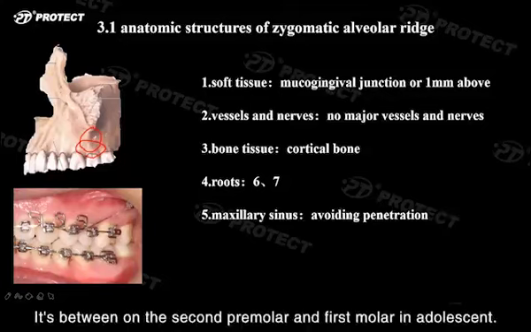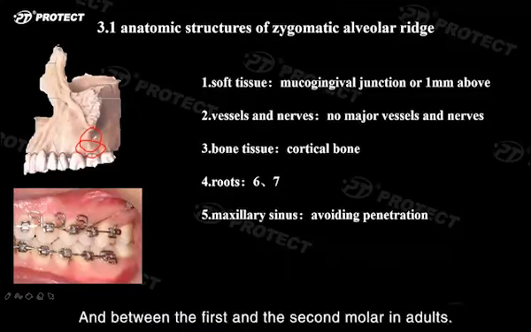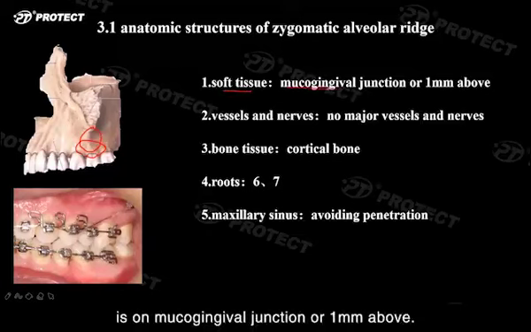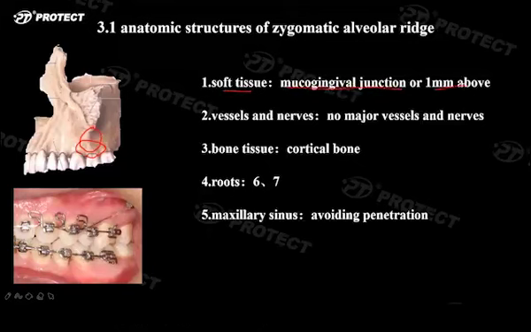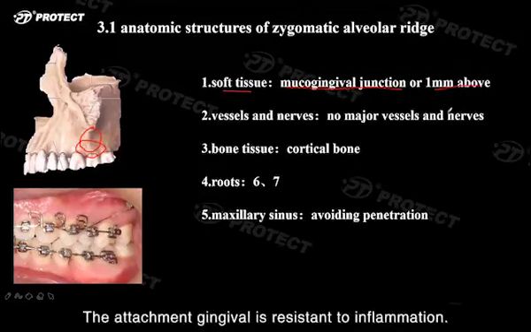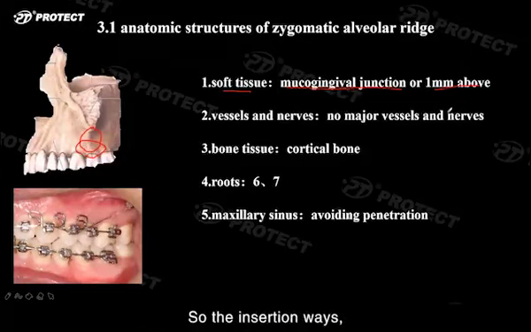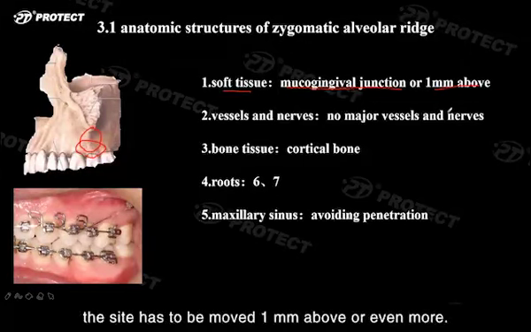It's between the second premolar and the first molar in adolescents, and between the first and the second molar in adults. How to determine the insertion site? The insertion site on soft tissue is on the mucogingival junction, or 1 mm above. Why? The attached gingiva is resistant to inflammation, but in some patients it's insufficient, so the insertion site has to be moved 1 mm above or even more.